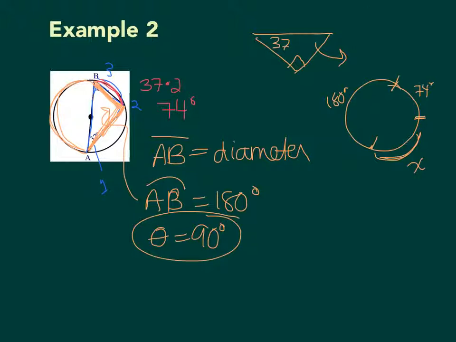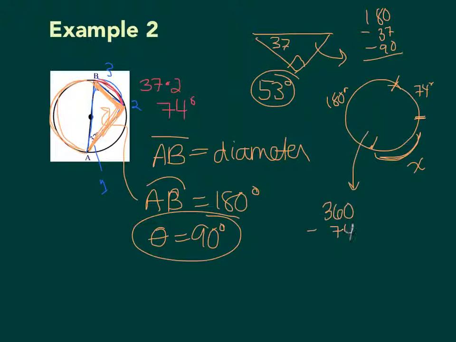So if you subtract, you take 180 minus 37 minus 90. You get that it is 53 degrees. Now over here, you would do 360 minus 74 minus 180, and you get 106 degrees. But then you have to remember that the inscribed angle is half the intercepted arc. So we would still get that angle B is 53 degrees.